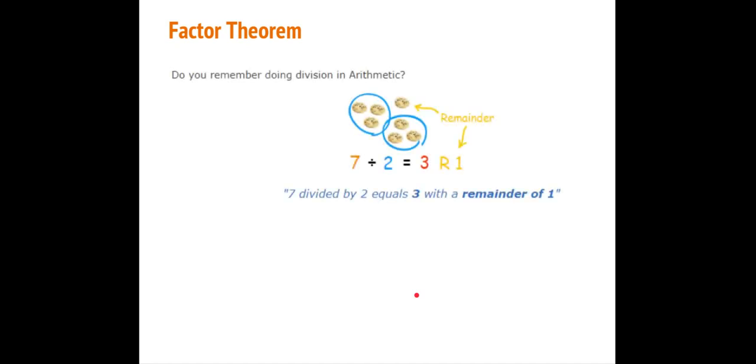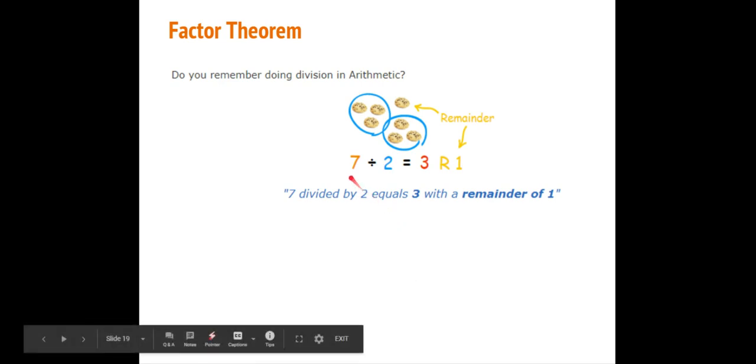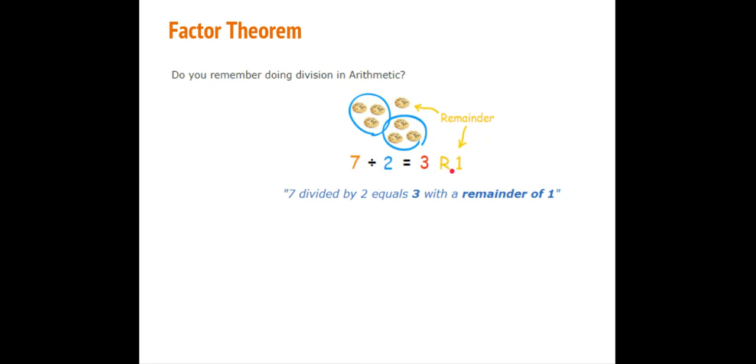Hello, dear students. The topic for today is factor theorem. Now, you remember doing long division in arithmetic. So, if you have a case of 7 divided by 2, you will get the quotient as 3 and the remainder as 1. By division algorithm, 7 can be written as 2 into 3 plus 1.